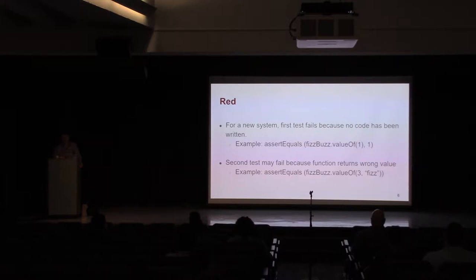I'm not going to go to the green because I want to talk about red. Let's say that you get that test to pass, and maybe you either just return 1, you hard code it, or you return value, either one. Then you write your next test, which is value of 3, and you expect to get back fizz. In this case, you're not failing because the code doesn't exist, but because the wrong value is being returned from the function.